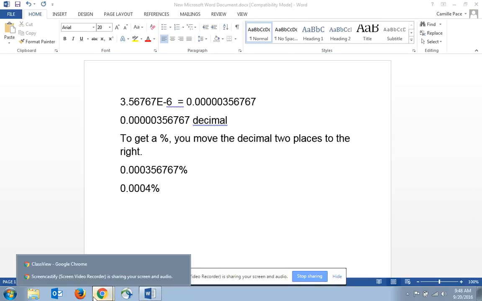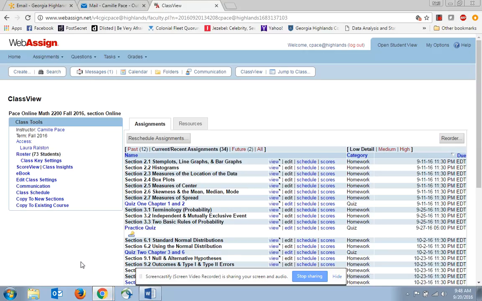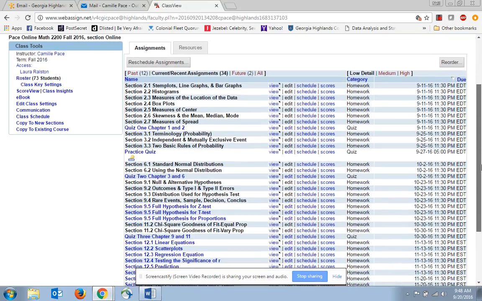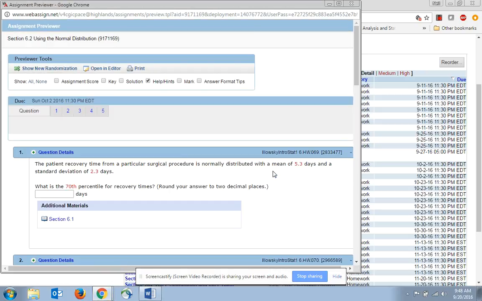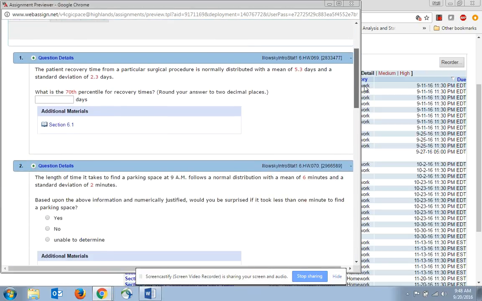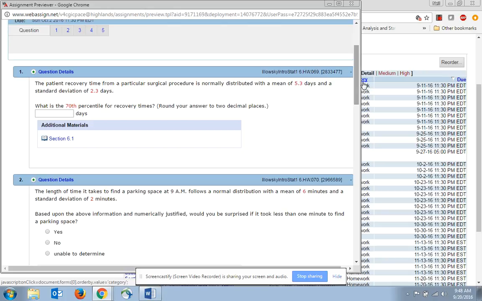So let's go to 6.2. All right, so 6.2. This one's a little bit trickier. For number 1, anytime I'm talking about a percentile, that's going to be an inverse norm function. If you're like, I don't know what inverse norm is, you need to go watch the videos. I even have examples where I show how to do the inverse norm function.